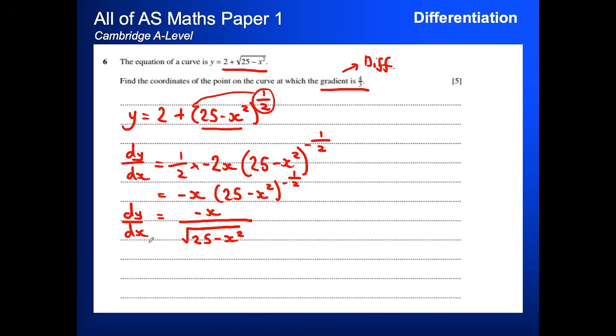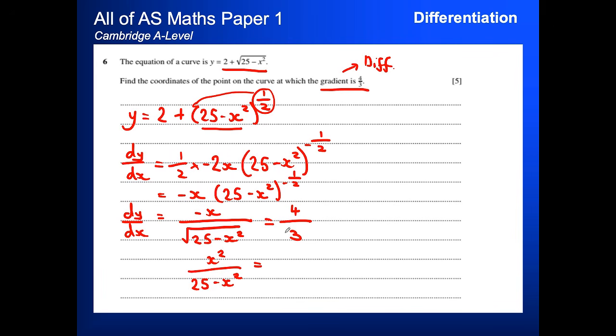Now we need to work out the coordinates of the point where the gradient is equal to 4/3. So we want to make this equal to 4/3. And probably the easiest way of working with this equation is we don't like the square root. That kind of irritates us. So we're going to square everything here to ensure that it disappears. If we square the top, minus x times minus x is just x squared. And the square root disappears, leaving 25 minus x squared.